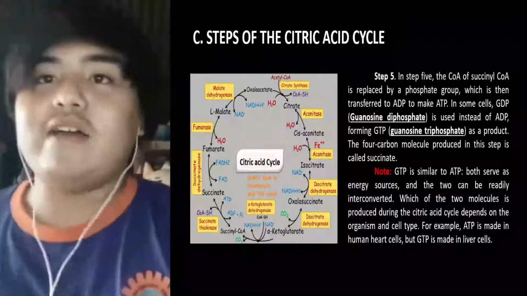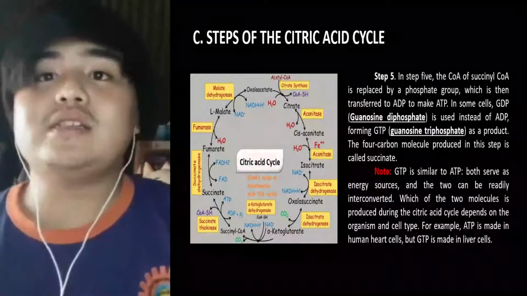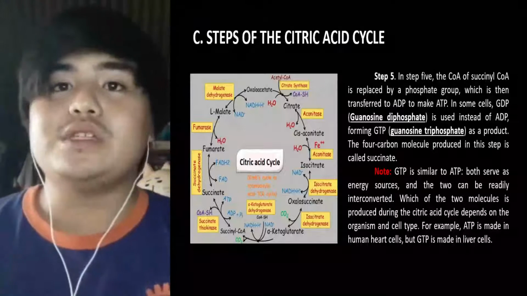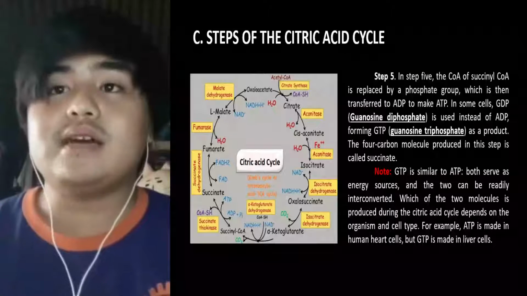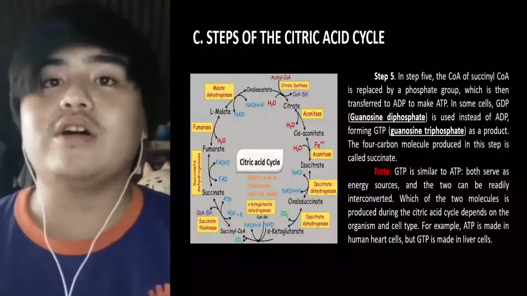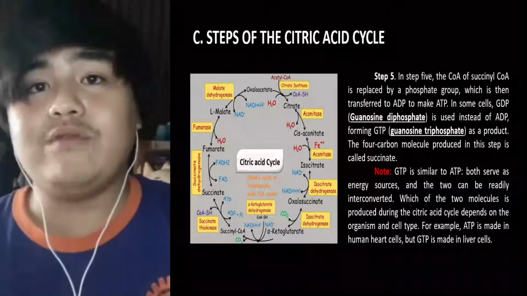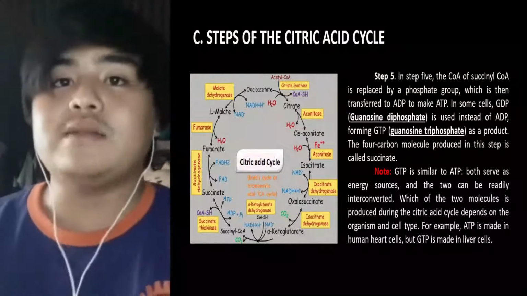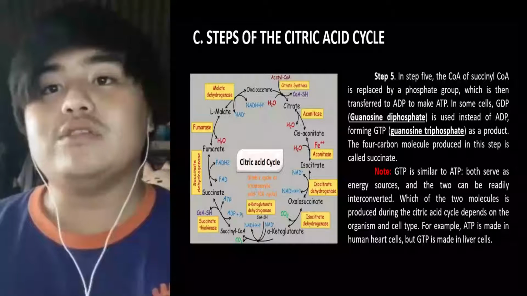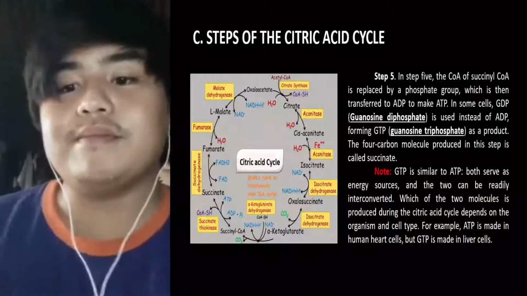In step 5, the CoA of succinyl-CoA is replaced by a phosphate group, which is transferred to ADP to make ATP. In some cells, GDP, or guanosine diphosphate, is used instead of ADP, forming GTP, or guanosine triphosphate, as a product. The 4 carbon molecule produced in this step is called succinate.